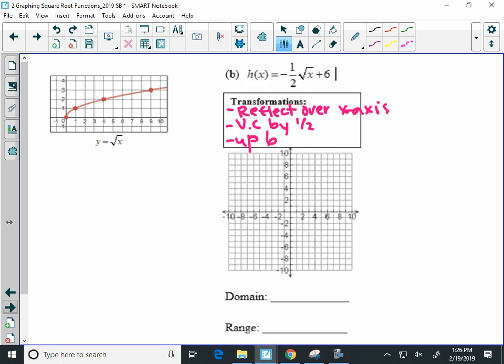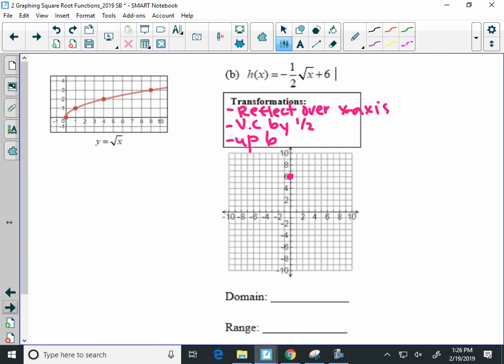Okay, so there are 3 things we are going to do to every point on this graph. When you start at 0, 0 here, so I start at 0, 0 and I reflect it over the x-axis, does that move it? When I compress it, does that move that 0, 0? No, because 0 times a half is 0. But then when I move it up 6, it goes to 6.